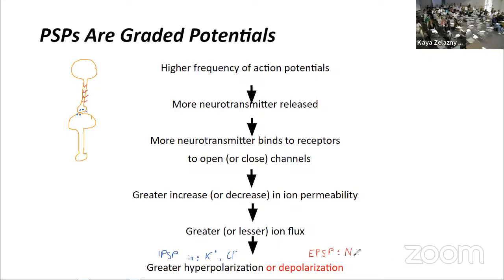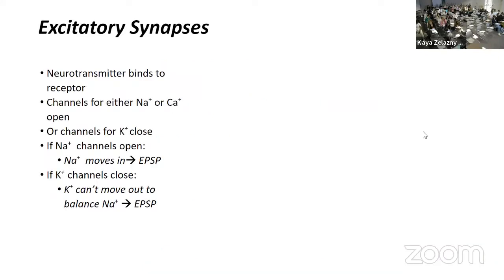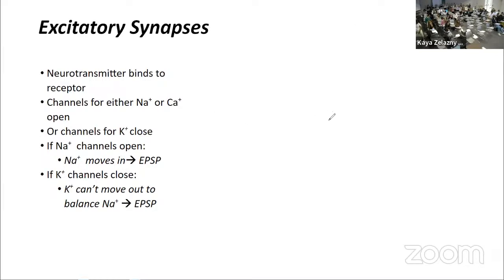So we have coming in sodium or calcium. We're depolarizing and exciting that cell. So this is the big picture of what is happening. Right, so these are graded potentials on that postsynaptic cell due to changes in ion permeability. So we have changes in the state of these different ion channels. For our excitatory synapses, we saw here before, here, right?